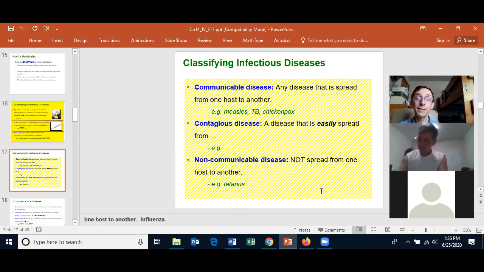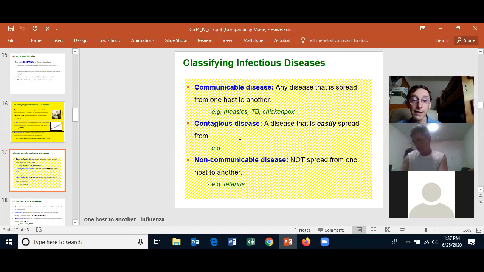A communicable disease is any disease that is spread from one host to another. So this is a disease that spreads. It's caused by a microorganism if it's a communicable disease. And generally, all diseases that spread are caused by a microorganism. Examples of a communicable disease are measles, TB or tuberculosis, chickenpox.